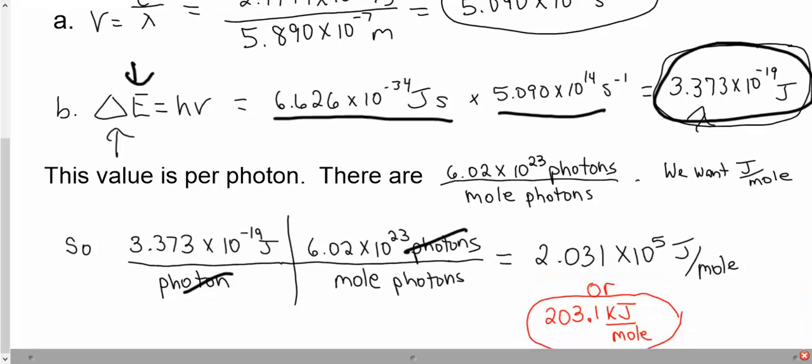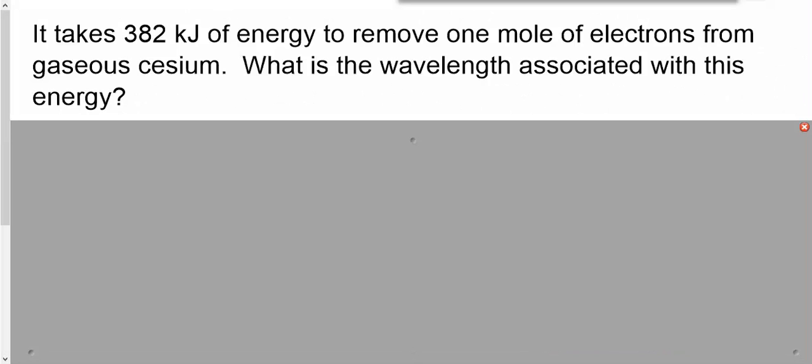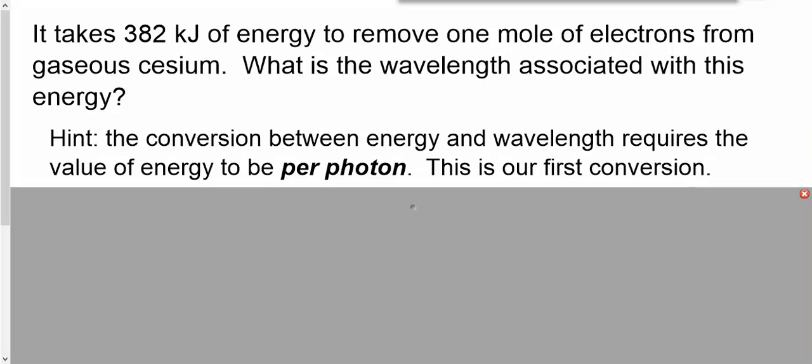New example. It takes 382 kilojoules of energy to remove 1 mole of electrons from gaseous cesium. What is the wavelength associated with this energy? First step, it says energy to remove 1 mole of electrons. We can't put this number into Planck's equation until we find out the joules per photon. This is per mole. So that's our first conversion. The conversion between energy and wavelength requires the value of energy to be per photon.